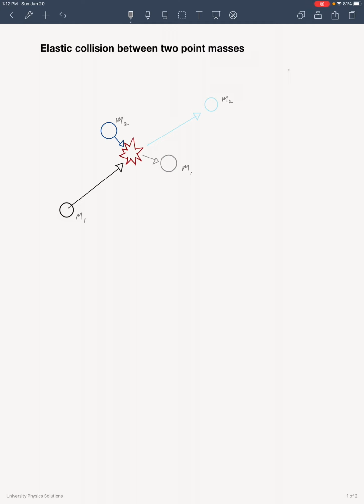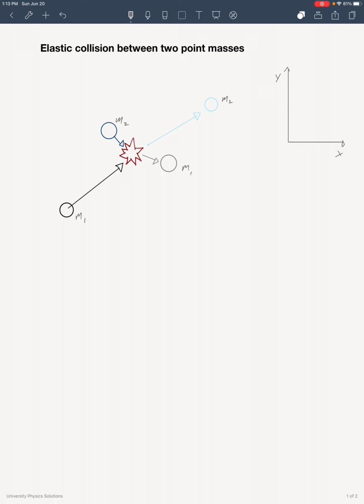Now the first thing you want to do is to set up a coordinate system, and you may want to set up something like this. That's my X and this is my Y component. Now this would be okay, but you notice that in this coordinate system all the initial velocities have components in the X and Y directions, and also the final velocities will have components in the X and Y directions.